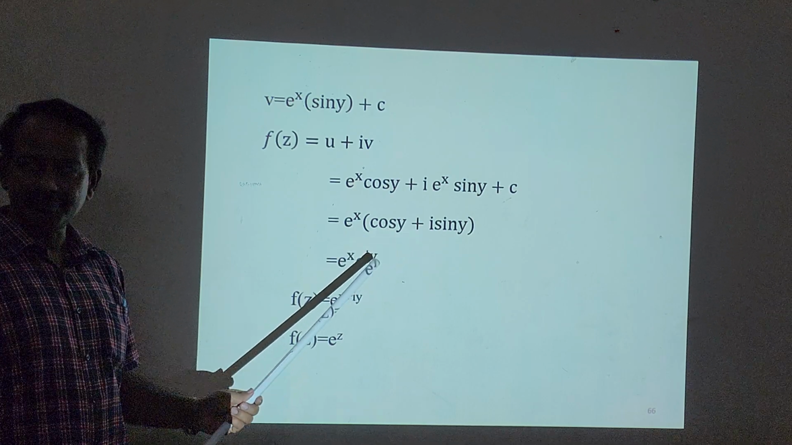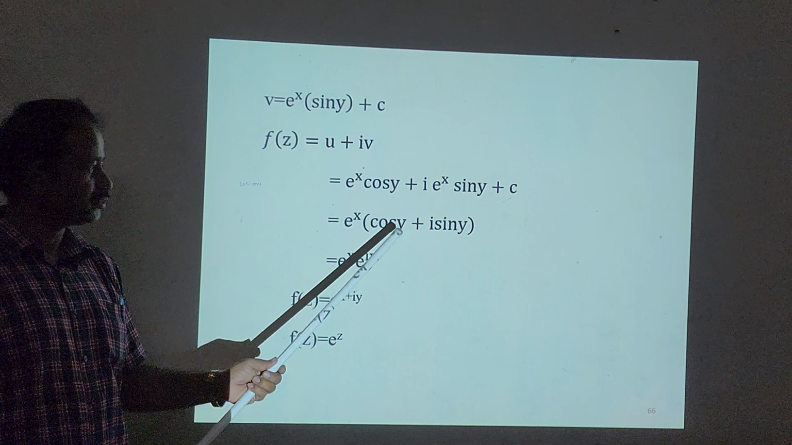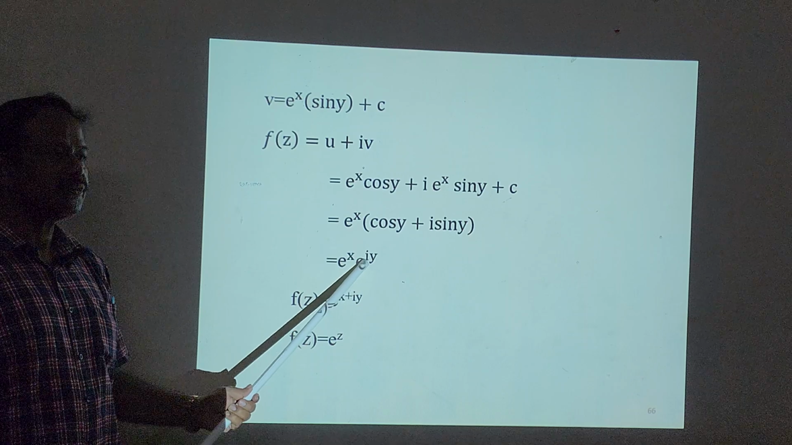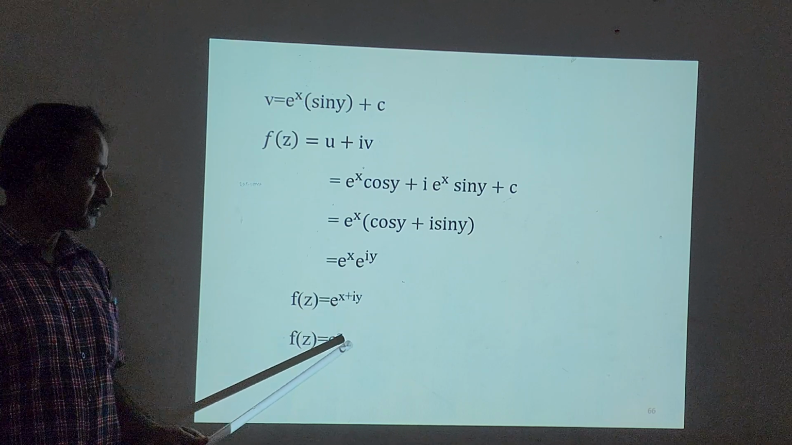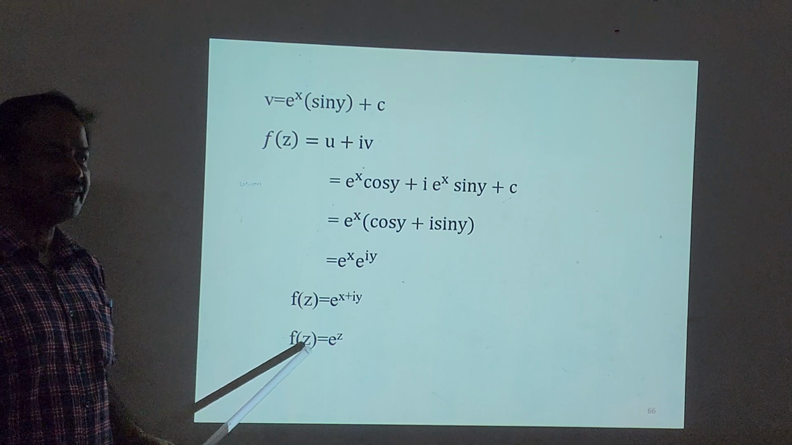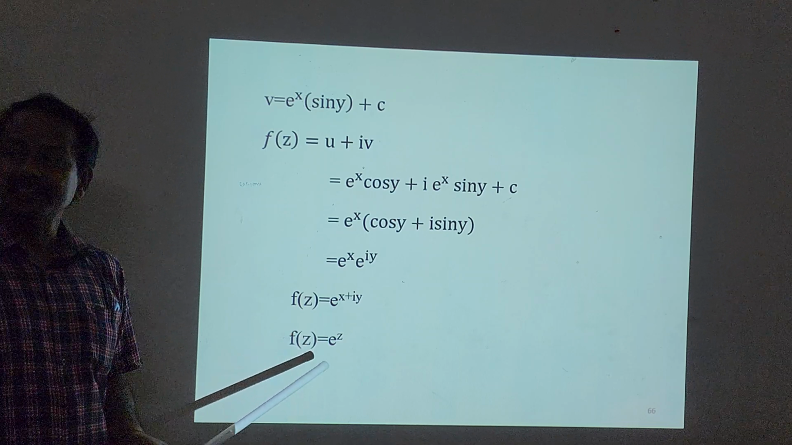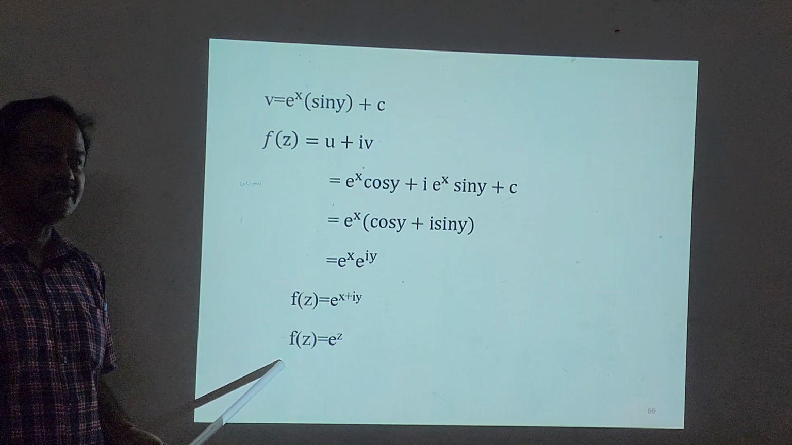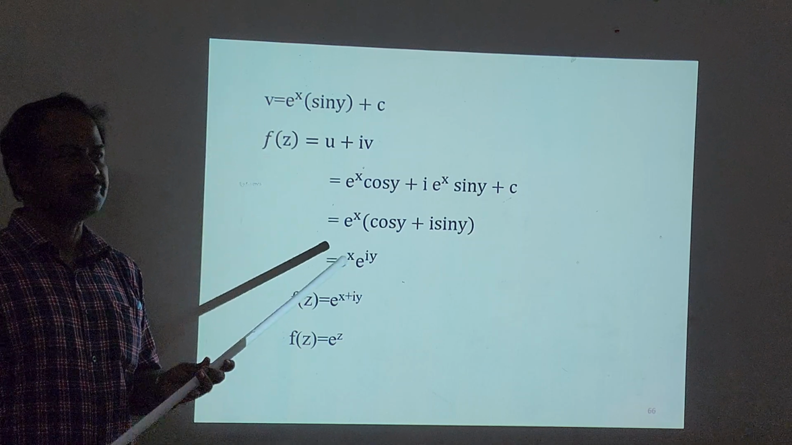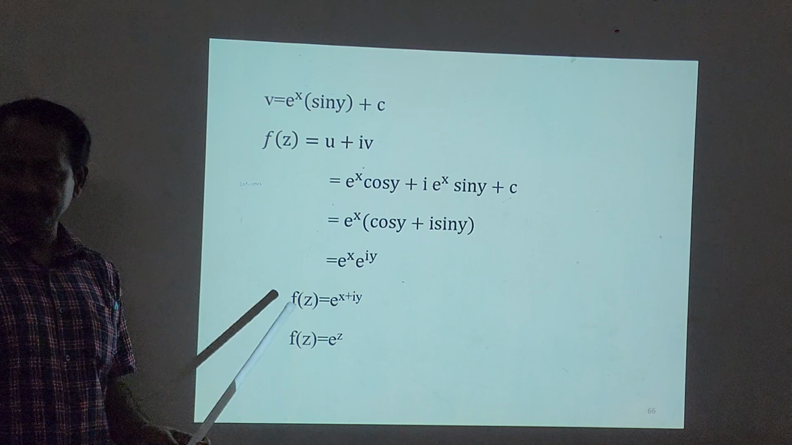Can you remember? Yesterday in the last video lecture we discussed this. So e power iy is given as this. Now e power x times e power iy is nothing but e power x plus iy. x plus iy is nothing but z. So your f of z equals e power z. This is your analytic function. So we have constructed the analytic function: u is given, we have obtained v through the Cauchy-Riemann equation, and we have obtained the analytic function.